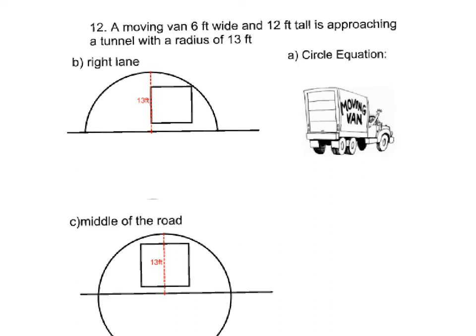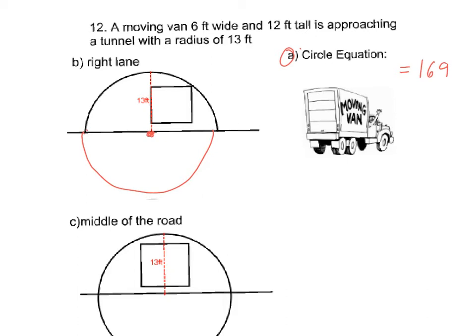Here it goes. So in this problem, there's a moving van that's 6 feet wide and 12 feet tall, and it's approaching a tunnel with a radius of 13 feet. So what that means for the tunnel, like if this were a complete circle, and we had the center, and if this were like a graph, the center of the tunnel is at (0, 0). So for part A, the circle equation, we know the radius already. If the radius is 13, square that. We know that 169 goes in the right side of the equation for r squared.